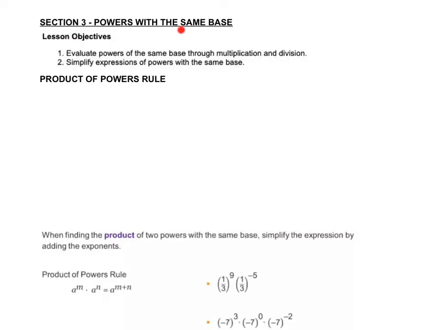We're going to be talking about powers with the same base. And so our objectives, we want to evaluate powers of the same base through multiplication and division and simplify expressions of powers with the same base. So what we're about to do is a very powerful tool, this will also help make sense as to what we're doing in the last section with zero and negative exponents.